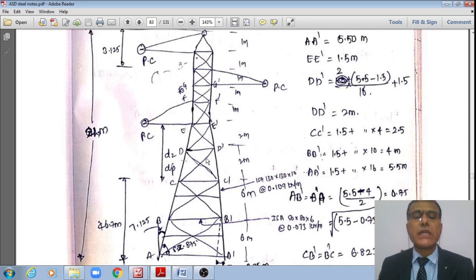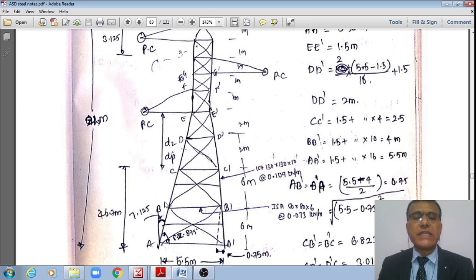Therefore, what I'll do is that over a height of 16 meter, the width is increasing from 1.5 meter to 5.5 meter, meaning increasing by 4 meters over 16 meters. Therefore, by taking this EE prime as the reference, over 2 meter, what is the increment? That increment is equal to 2 divided by 16 multiplied by 4, added to 1.5 meter. Therefore, I get 2 meter. That is how I'm interpolating. Therefore, DD prime is equal to 2 meters.